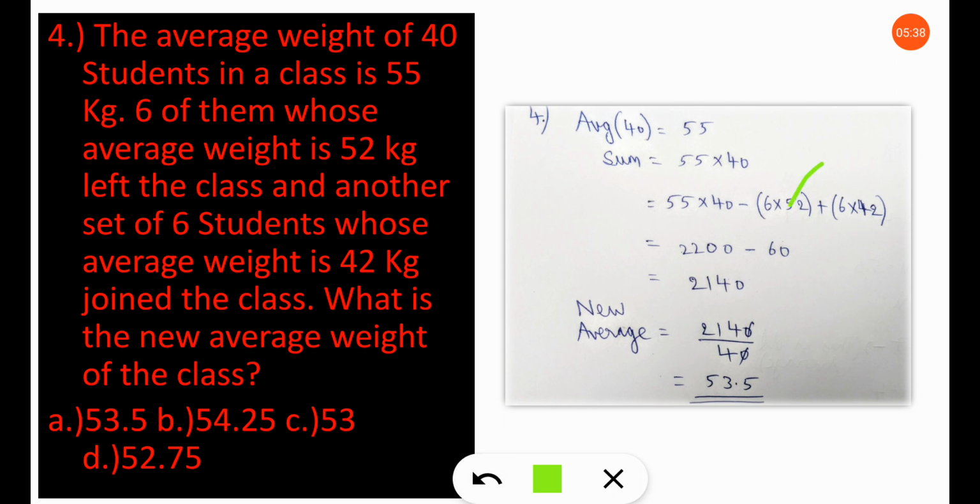Now take 6 common from both these terms, and if we calculate, 52 minus 52 plus 42 comes minus 10. Minus 10 into 6 is minus 60. If we deduct 60 from 2200, the difference is 2140. So the new average is 2140 by 40, that is 53.5. Option A is the right answer.